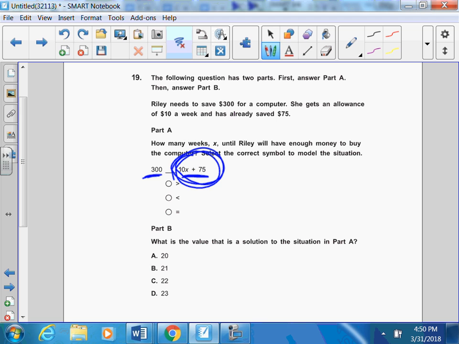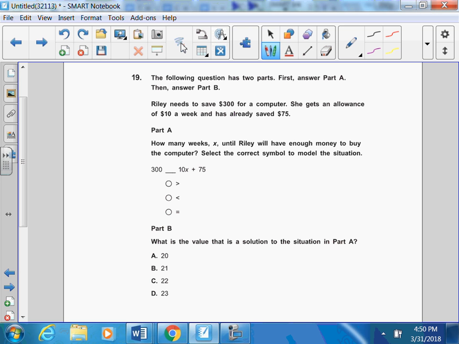All right, and whatever you have saved up, could that be less than $300? And the answer is no. What you have saved up, could that be equal to $300? Yes. Could that be more than $300? Yes. Now, which one of these would you choose?